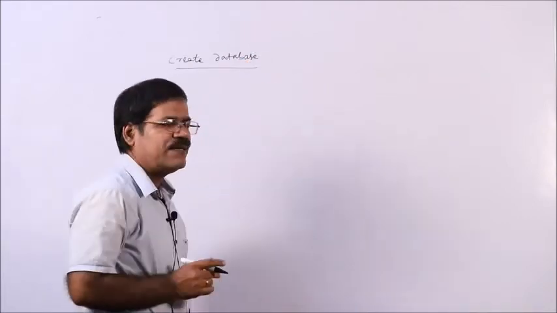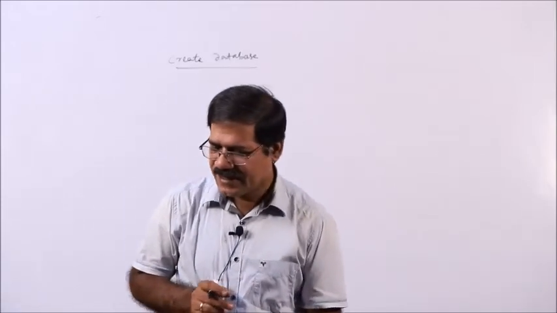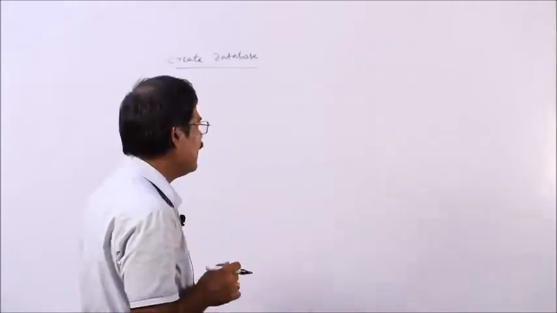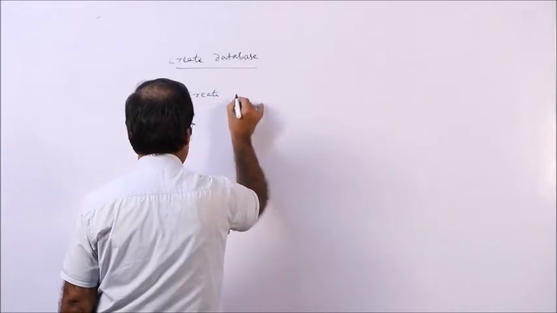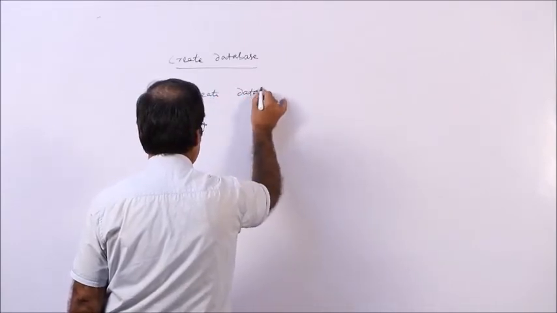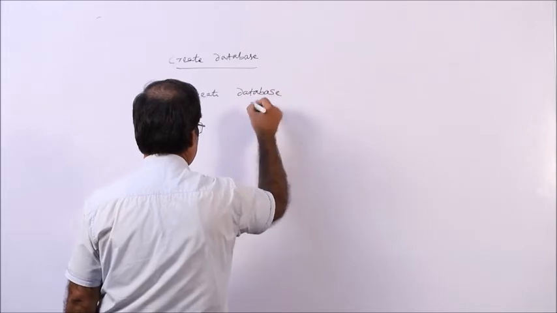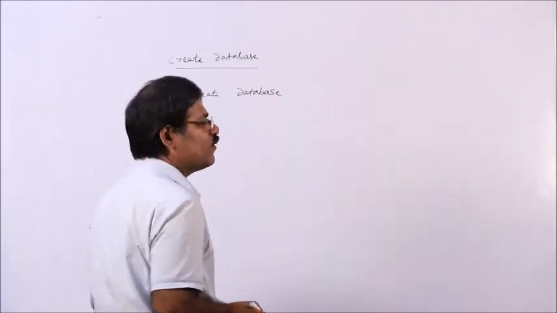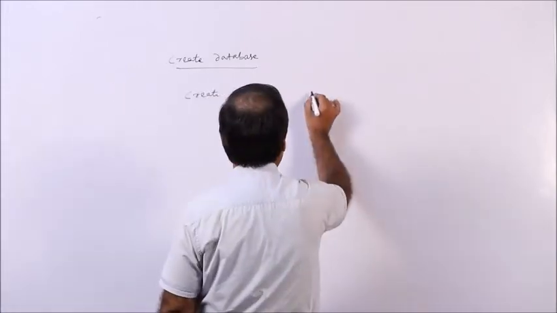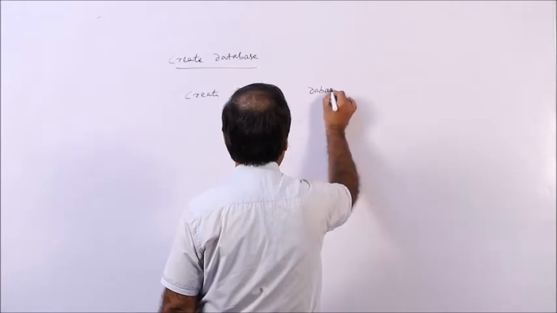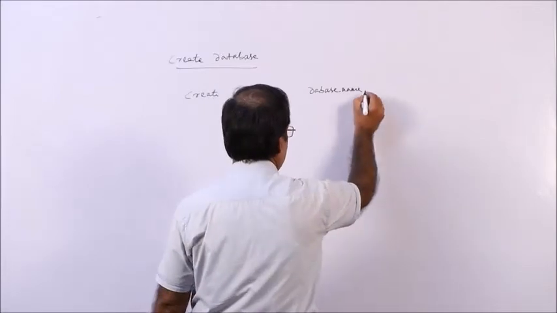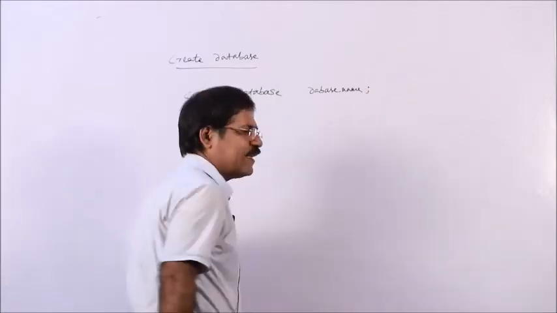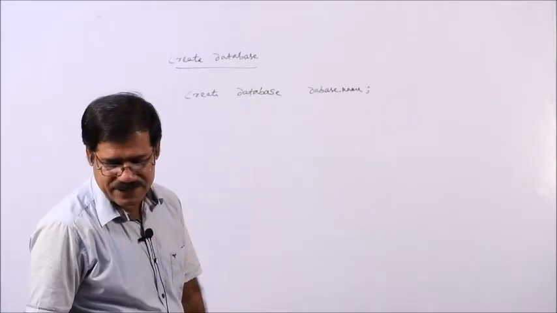So, what is the command? The command is create database name. The syntax is create, you write database. What are we creating? We are creating the database. So, you provide the database name. At the end you provide the semicolon. Semicolon indicates the end of the statement.